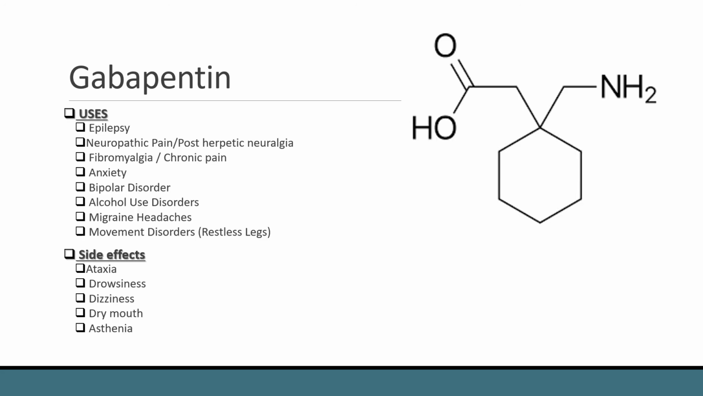Its uses: epilepsy. It's used for neuropathic pain and post-herpetic neuralgia, fibromyalgia and chronic pain, anxiety disorders. It's off-label for anxiety disorders. It's off-label for bipolar disorder, but there is some use for it in both of those disorders. Whether or not it's really effective or not, there are not enough studies to really determine that. It's used in alcohol use disorders, particularly with the anxiety associated with alcohol withdrawal. It's used in migraine headaches and movement disorders, for example, restless leg syndrome.